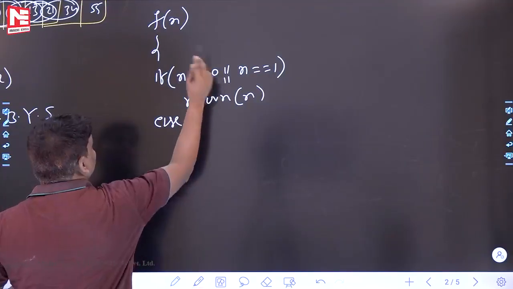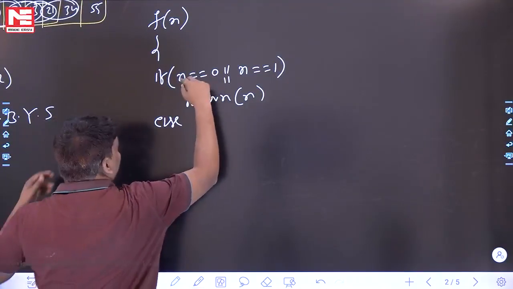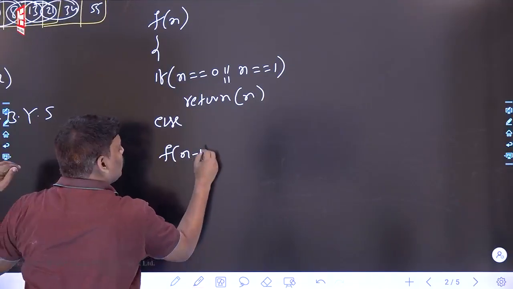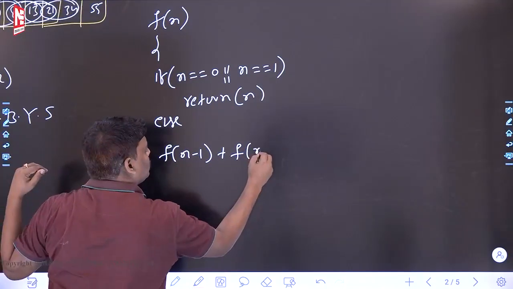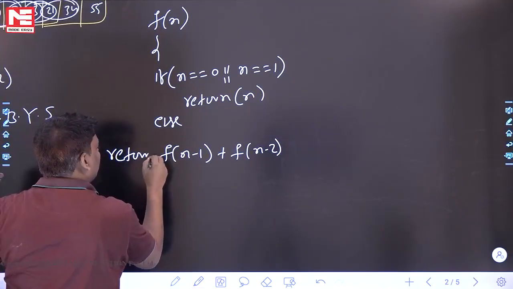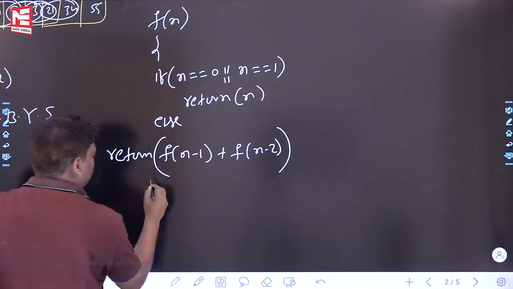What is the meaning? Suppose it fails. What is the meaning? I think not termination. Other than that, what is the answer? Other than this, everyone knows: Fibonacci of n minus 1 plus Fibonacci of n minus 2. After getting both the things, add both of them, you will get the final answer. Return it.